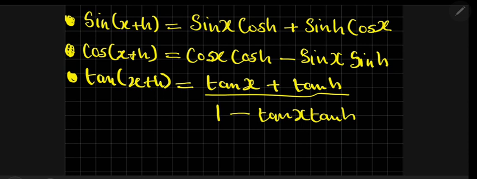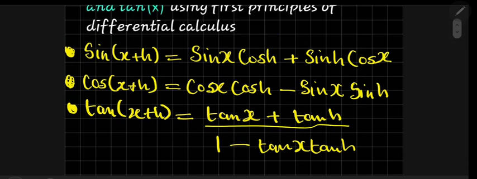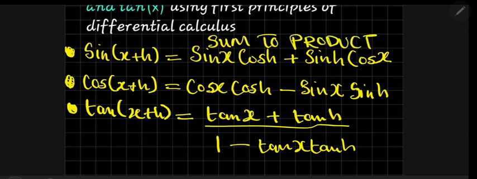These first three identities are very important. Most of the time you use them in the first step as you start differentiating the trig functions. These are called sum to product identities. Let me just highlight that for you.